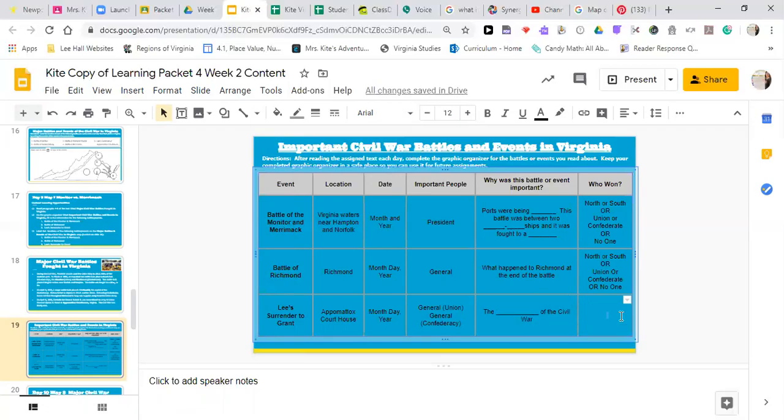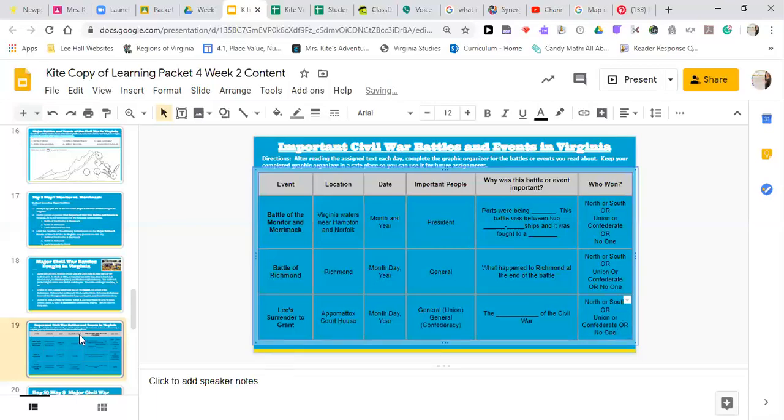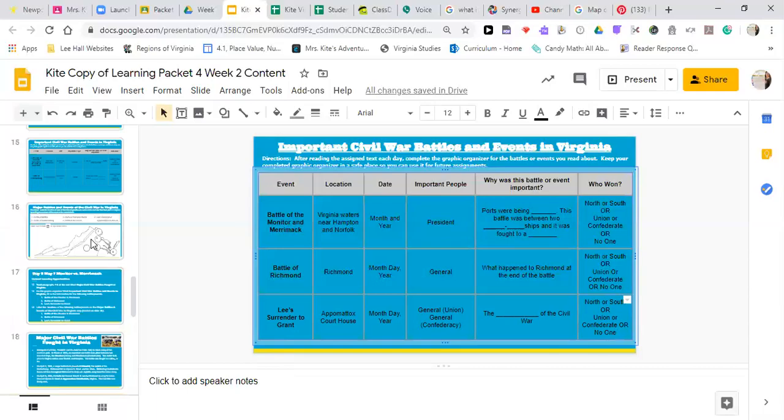So now, who won? That means who was being surrendered to, not who is surrendering, but who is being surrendered to. When you're surrendering, you are saying you are done fighting the war and you're taking the loss. But when you're being surrendered to, you're the winner. So it's north or south, or you can say Confederate, or no one. All right, so make sure you fill that out, and we're going to come over here and we're going to finish filling out this map together.